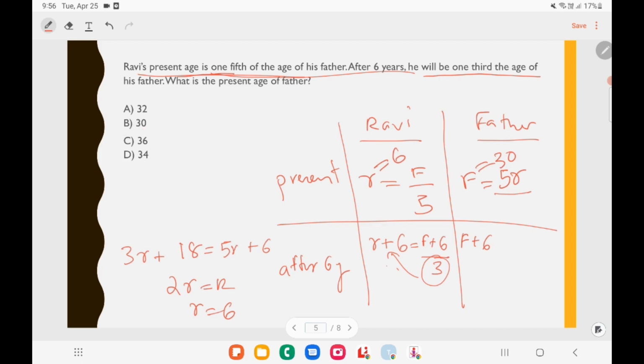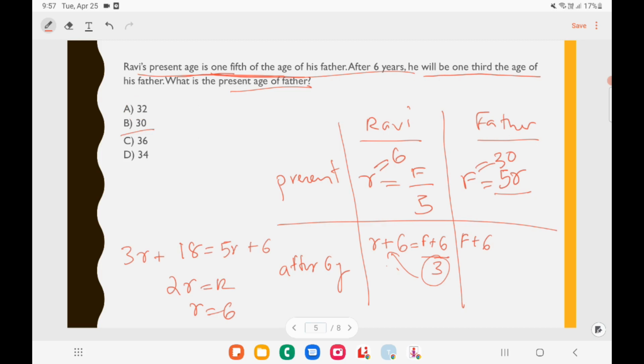Now let's see how we can solve this by putting in the options. Let's assume option A is the right answer. That means the father's present age is 32. And it is said that Ravi's present age is 1/5 the age of his father. That means it is 32 by 5. Actually, you will get a decimal value here. So it will be wrong, because normally we will say age as a single integer, right? So if you are getting a decimal, it's going to be wrong. So here you need to select those options where it is a multiple of 5. Here only option B is a multiple of 5. So there is a high chance that B is going to be the right answer.